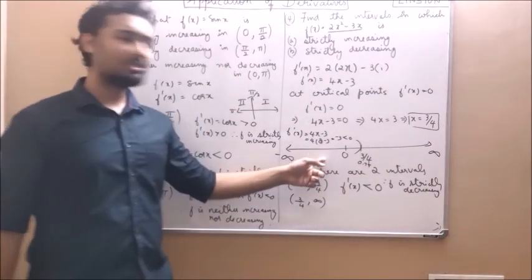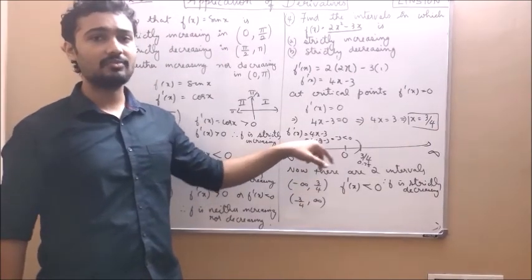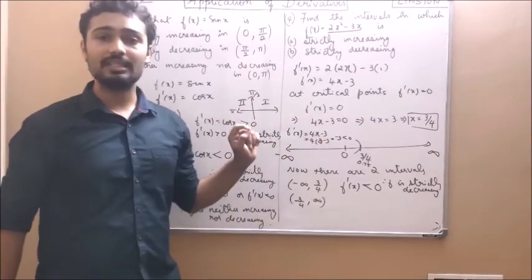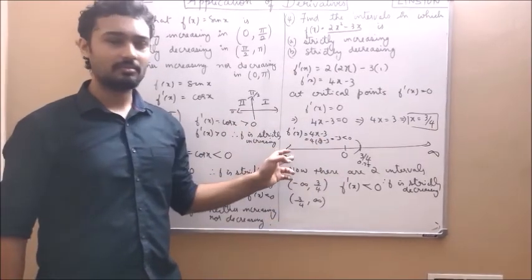You can check with minus 1 also. Substitute minus 1. What do you get? 4 into minus 1, minus 3. Minus 4 minus 3 is minus 7. Then also it is negative. So you get the point. You can take any point.